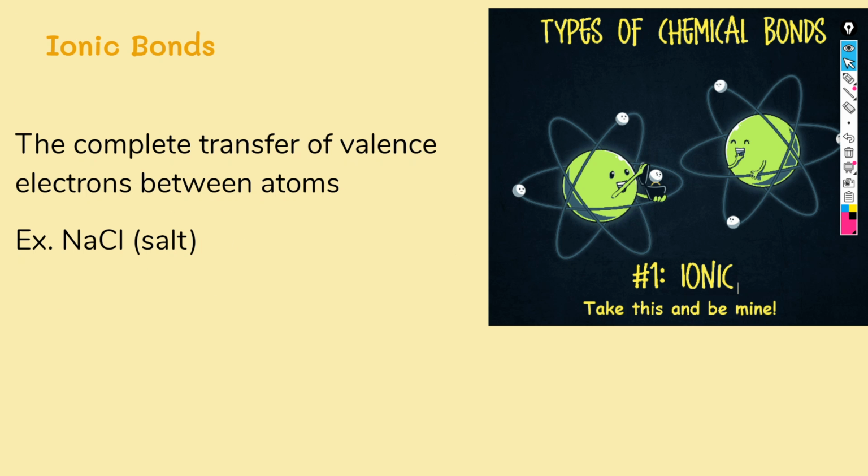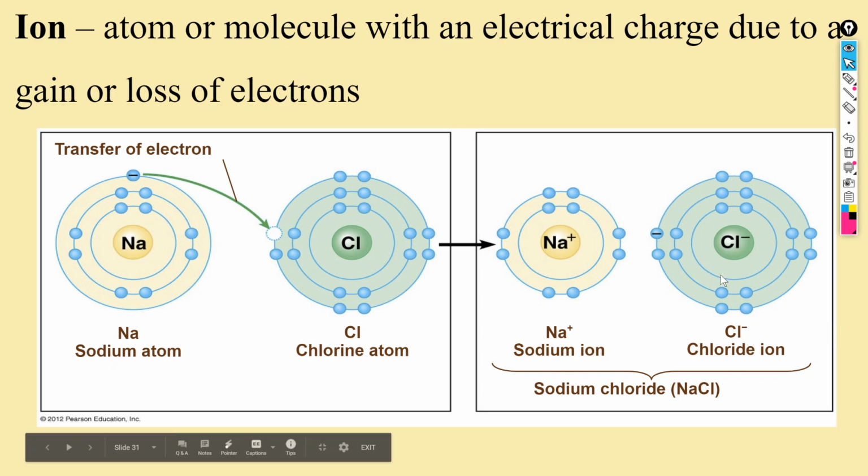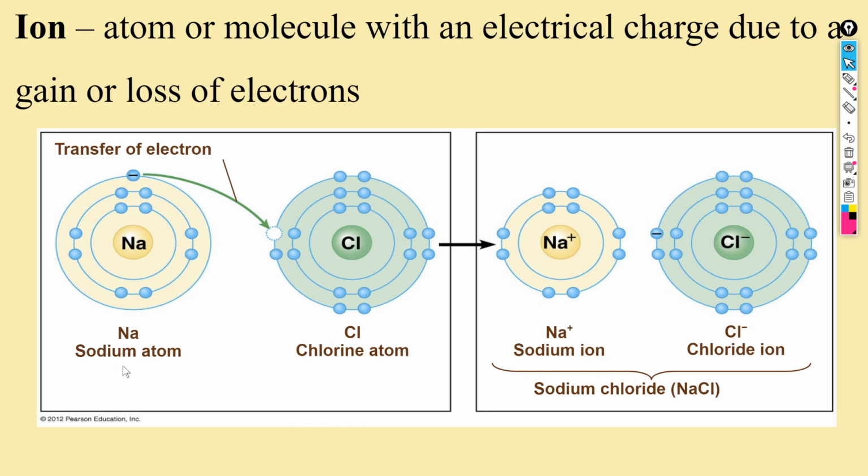So NaCl, which is table salt, which I'm sure you're all familiar with, is actually a good example of the transfer of our valence electrons, and this is called an ionic bond. So this is a very good example of that. We can notice that our sodium, which is Na, has an outer shell that only has one electron on the outside, only one.